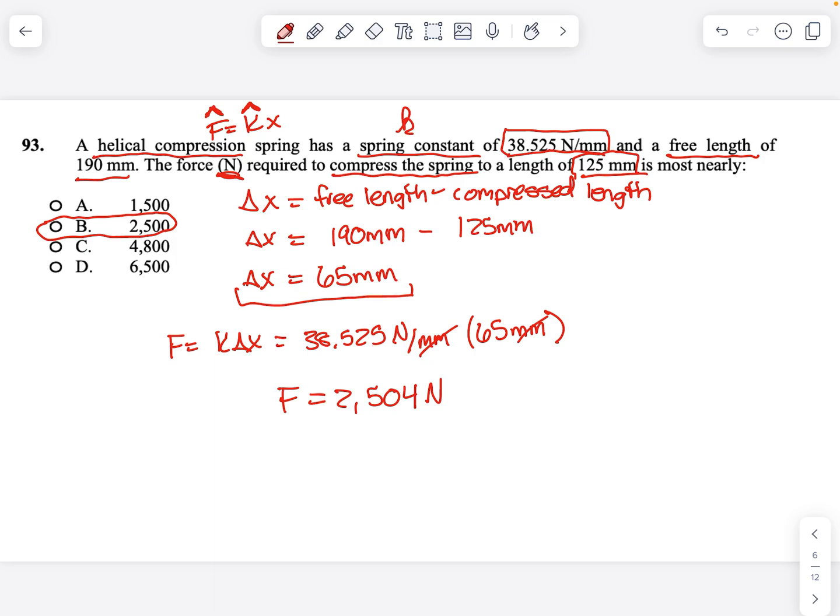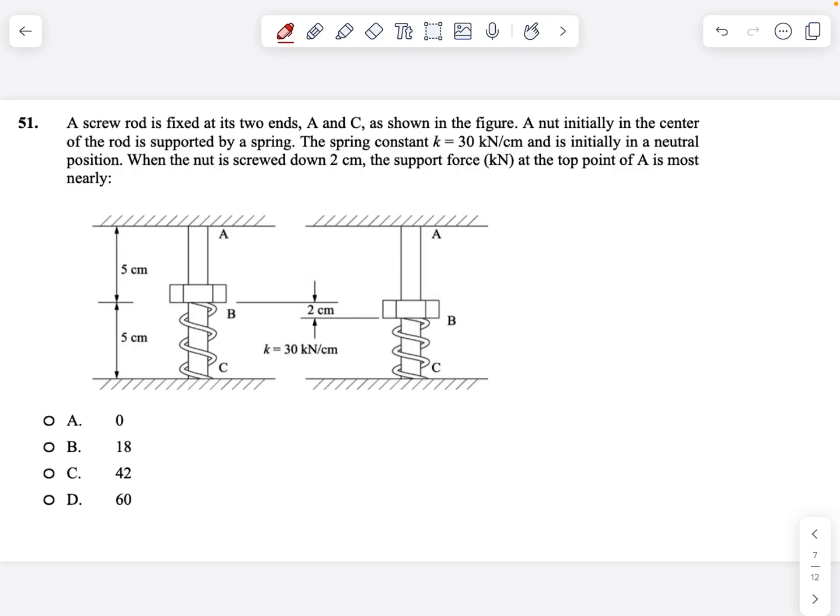Moving on to our last spring example here. This one's a little trickier. So we got the two easy ones out of the way. I just wanted to stress the importance of doing those in a timely manner, but also paying attention to the small details.